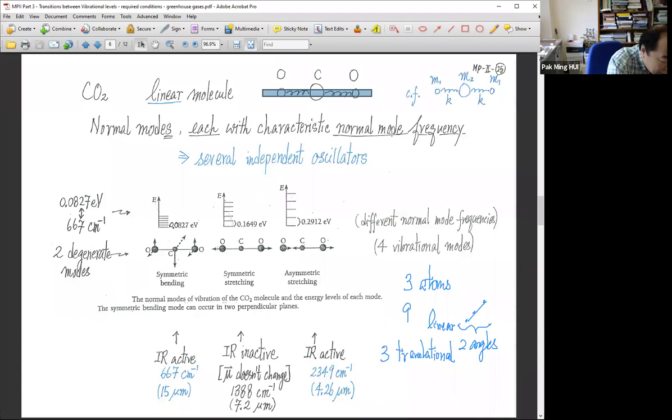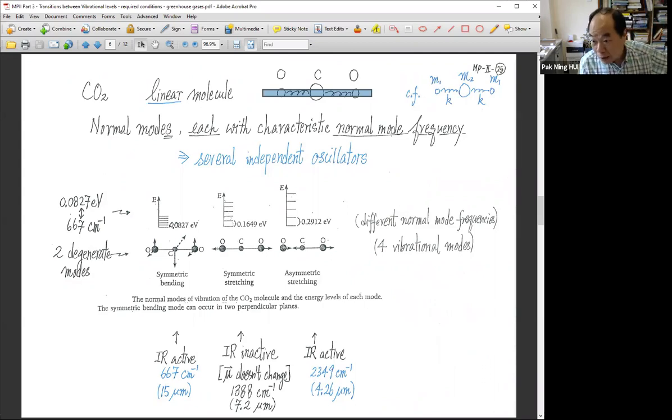Okay, now let's do the counting. Total 9 minus 2 for the rotation, minus 3 for the translation. Okay, therefore I will have 4 left. That 4 corresponds to 4 vibrational normal modes. Okay? Again, if you don't follow this, don't worry, you need some classical mechanics to back you up. Nonetheless, the fact is that there are 4 vibrational modes, normal modes. Here are the 4, okay?